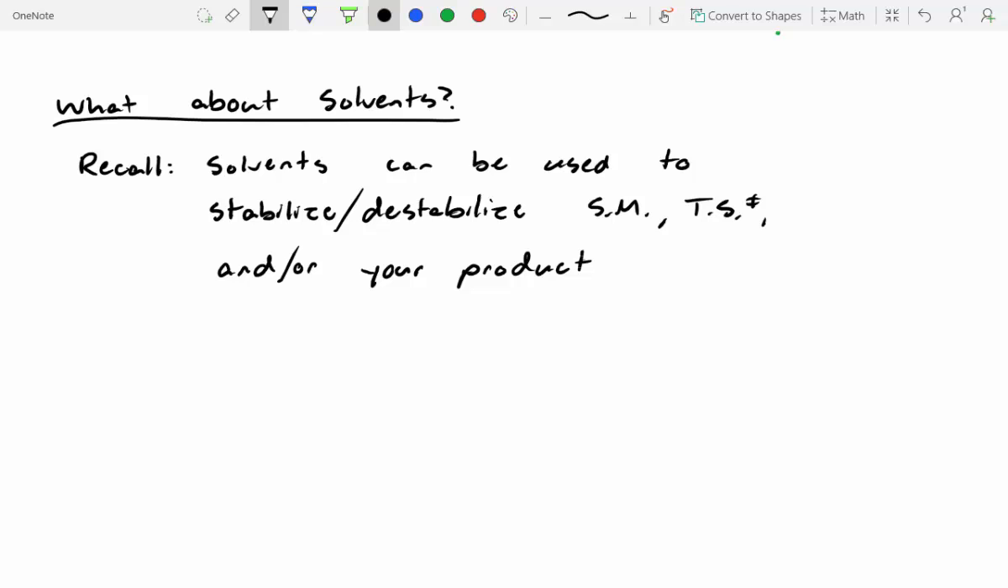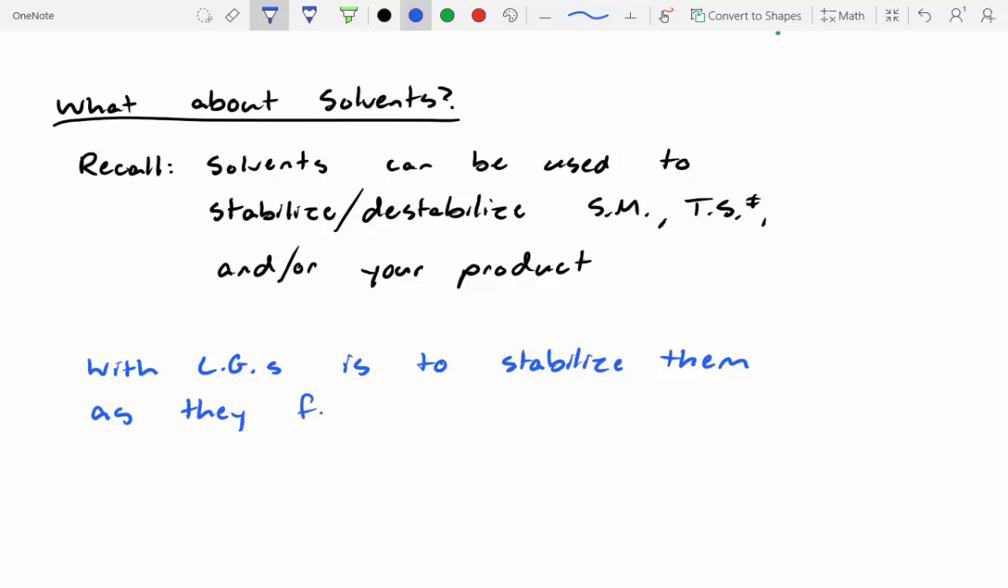However, we can think about this with our leaving groups too. So with leaving groups, actually let's do LGs, is to stabilize them as they fall off. LGs is leaving groups, plural. Yeah, so any type of leaving group, our goal is to stabilize it as it's getting kicked off or falling off on its own.